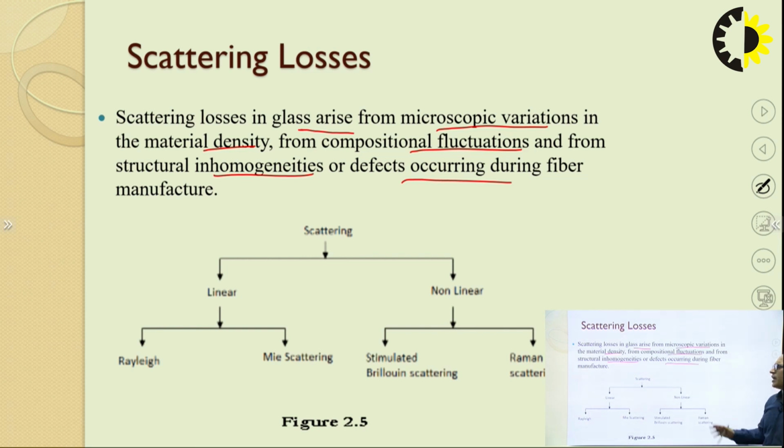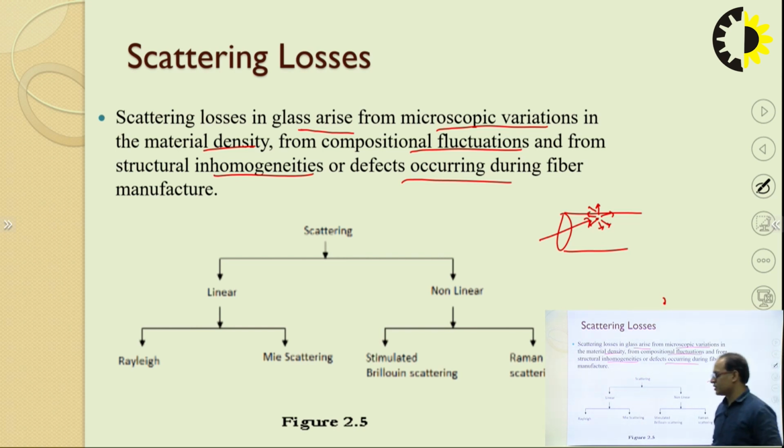Let's say this is the optical fiber cable, and it has some defect from the manufacturing. When light is incident on this defect or particle, the light gets scattered. The light may get scattered in the forward direction, and some light gets scattered in the backward direction. So this is the scattering, and it causes loss of the input signal.